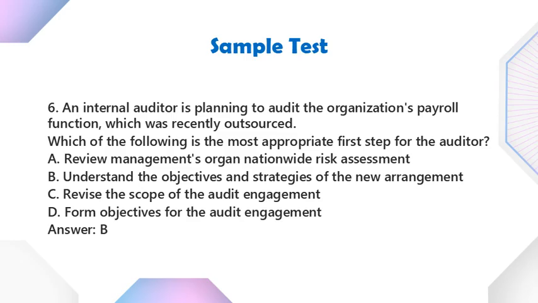6. An internal auditor is planning to audit the organization's payroll function, which was recently outsourced. Which of the following is the most appropriate first step for the auditor? A. Review management's enterprise-wide risk assessment. B. Understand the objectives and strategies of the new arrangement. C. Revise the scope of the audit engagement. D. Form objectives for the audit engagement. Answer: B.